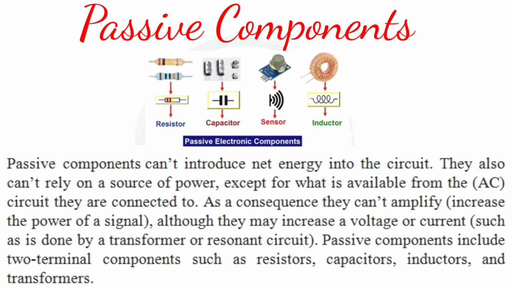Passive components can't introduce net energy into the circuit. They also can't rely on a source of power, except for what is available from the AC circuit they are connected to. As a consequence, they can't amplify, increase the power of a signal, although they may increase a voltage or current, such as is done by a transformer or resonant circuit. Passive components include two-terminal components such as resistors, capacitors, inductors, and transformers.